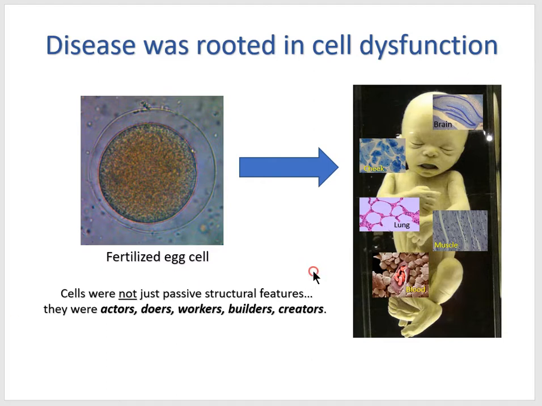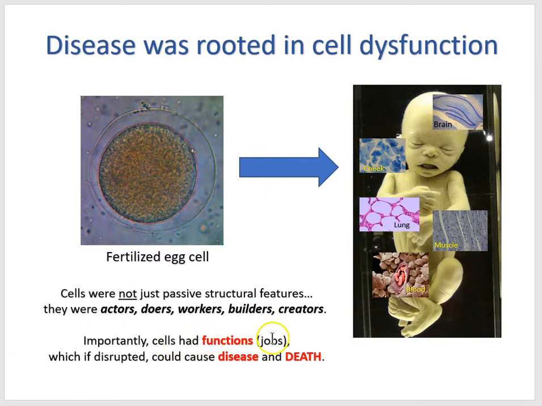Virchow went on to consider the roots of disease. So in his mind, cells were not just structural features of an organism. They were actors, doers, workers, builders, creators. And being these active participants in constructing an animal, if something went wrong, if cells started to malfunction, then perhaps this was the explanation for disease in the body. So because cells had different kinds of jobs, this might explain why there are different kinds of diseases. Perhaps diseases are the result of cell dysfunction, and if different types of cells malfunction, then you would expect different kinds of malfunctions of the resulting tissues and organs.